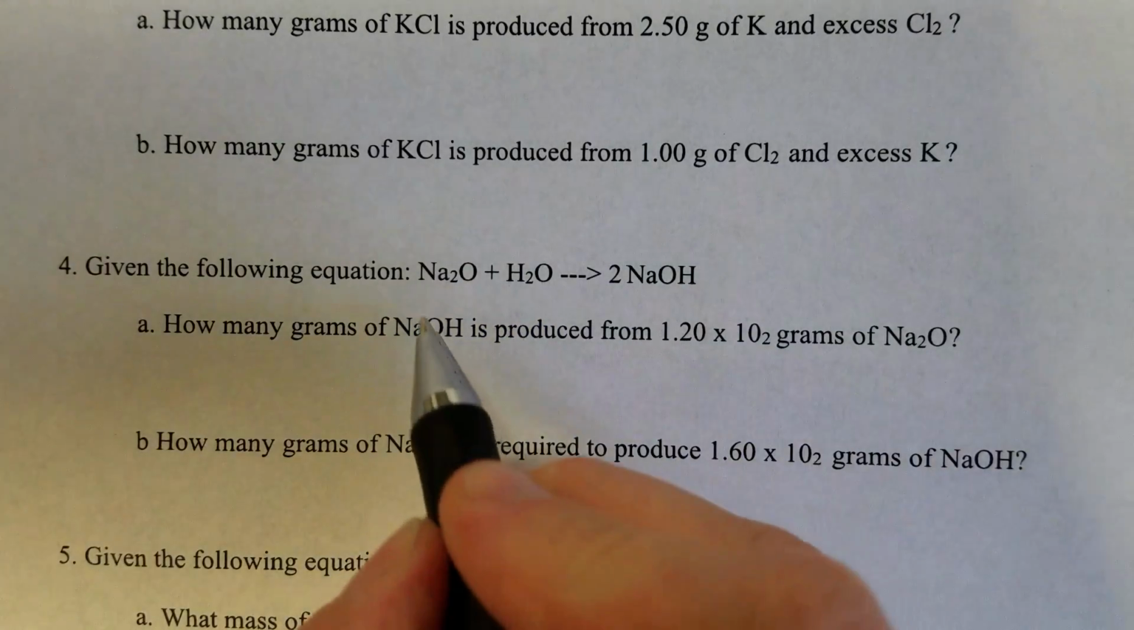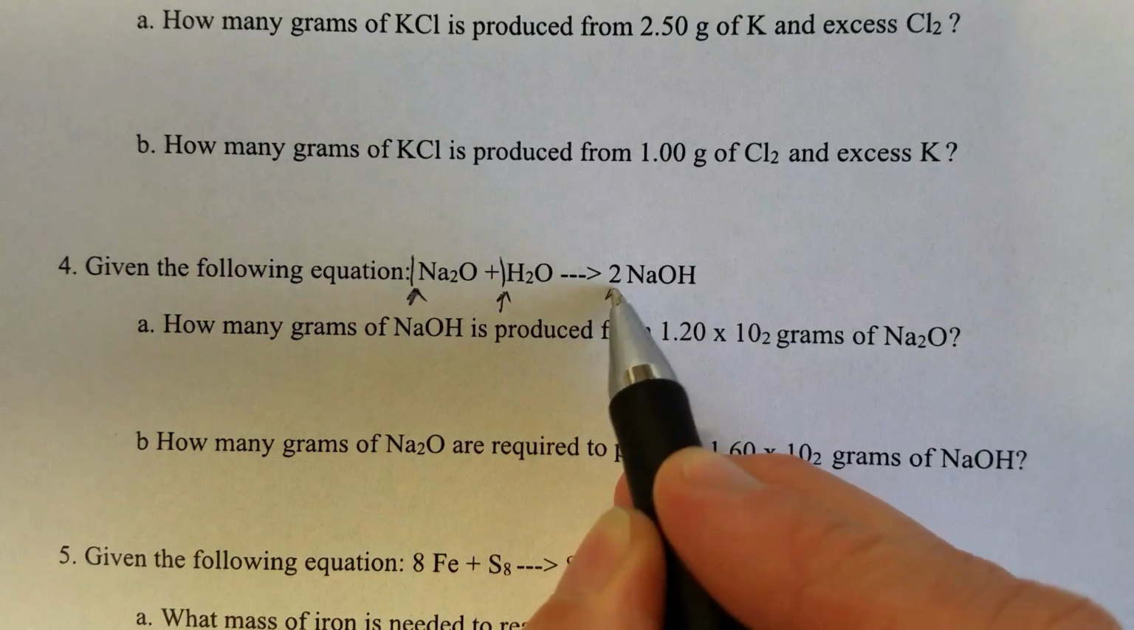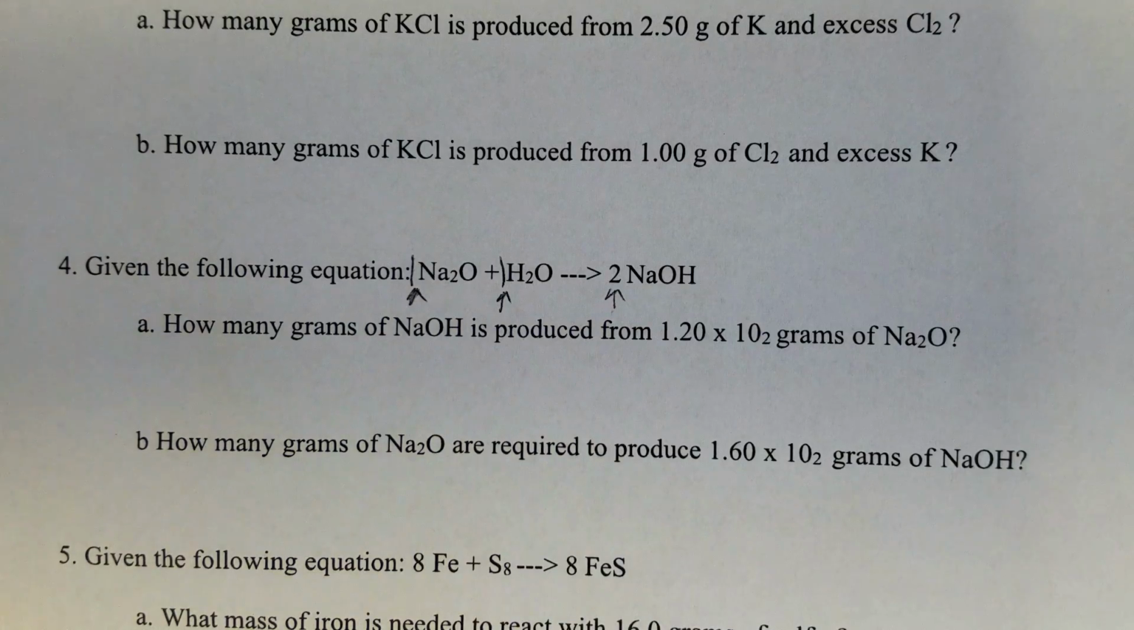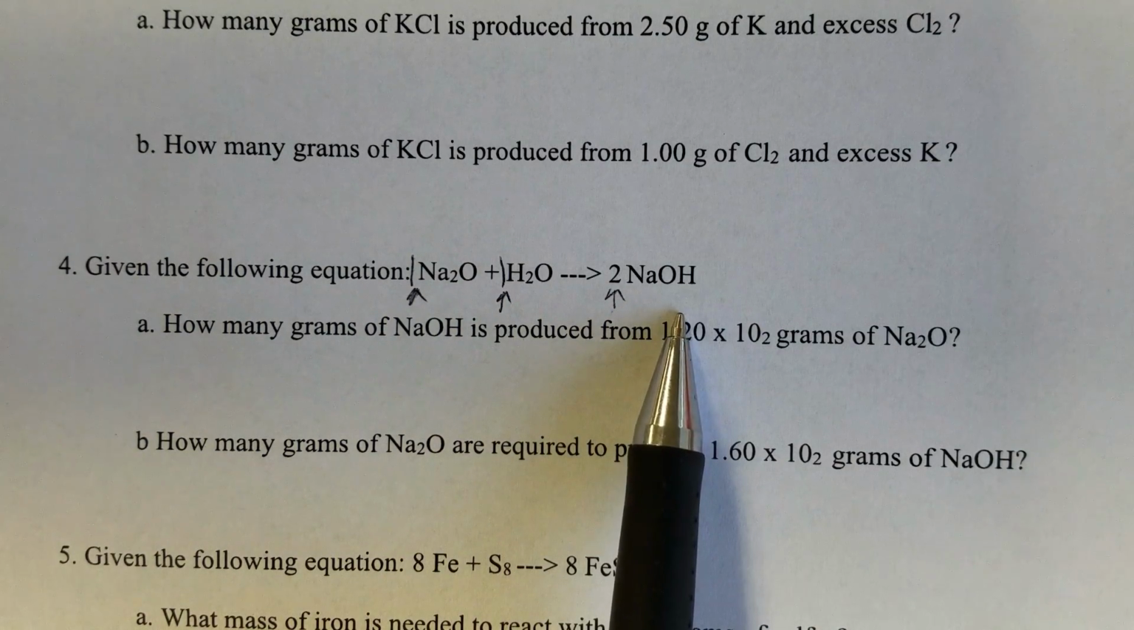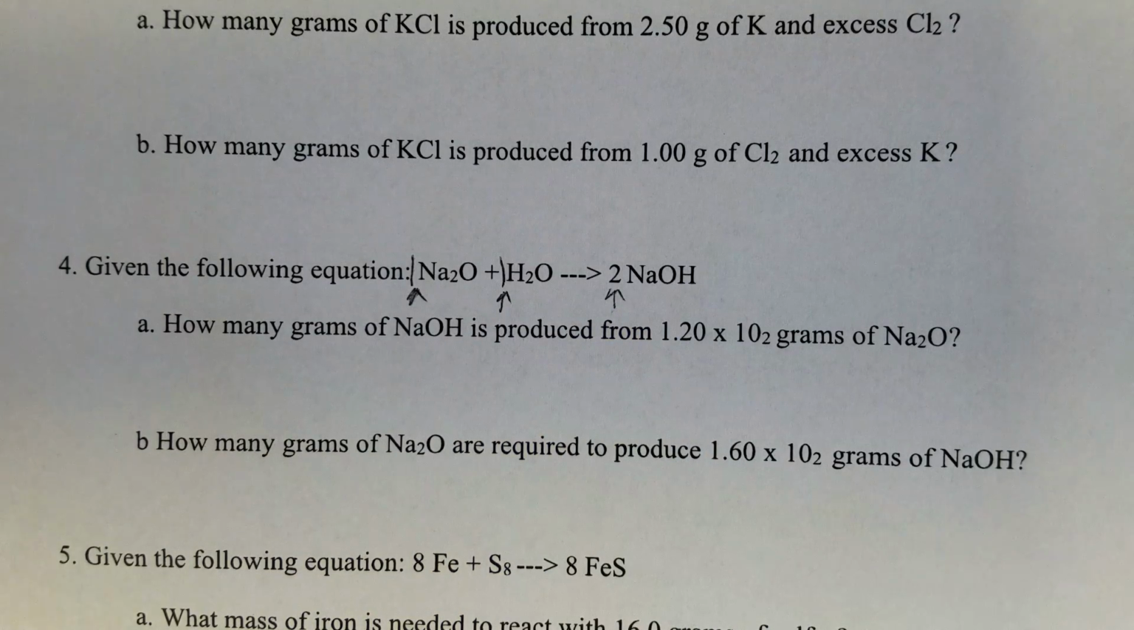We want to take note of our coefficients. These are understood to be 1. And there's a coefficient of 2 on the product side of the equation in front of the sodium hydroxide. Now we're given grams of sodium hydroxide, and we're asked for grams of sodium oxide, but we can't work in grams, not yet. We need to convert out of that to moles so that we can make comparisons between these different compounds.